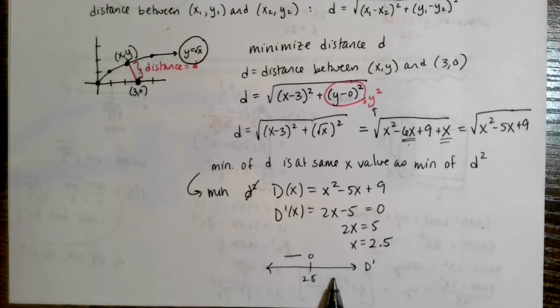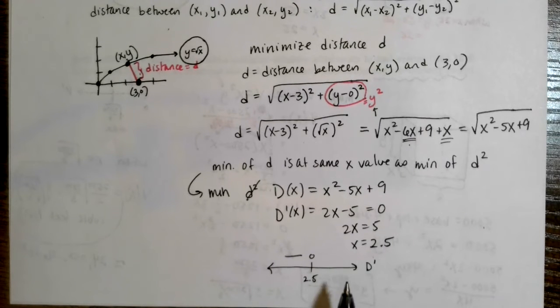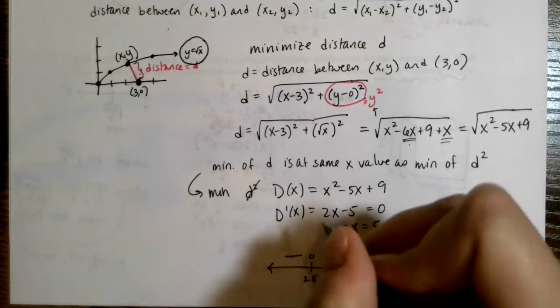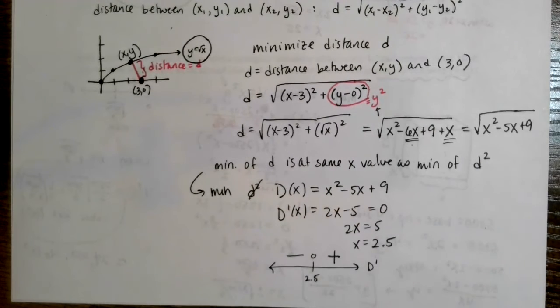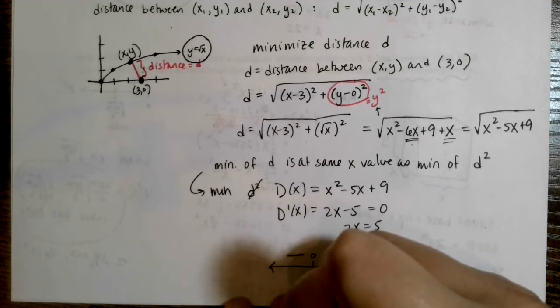Something greater than 2.5, let's say 10. If I plug in 10 to 2x minus 5, I get 20 minus 5. That's positive. So d prime is negative to positive, which means d goes down and then up. So we have a minimum here, just like we wanted.